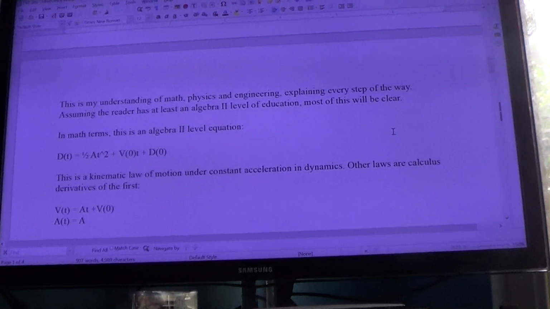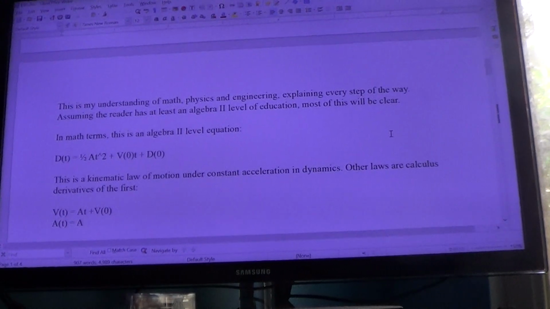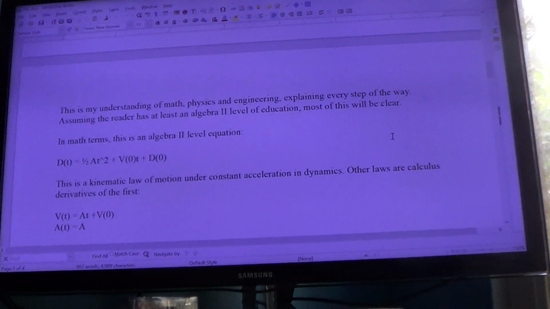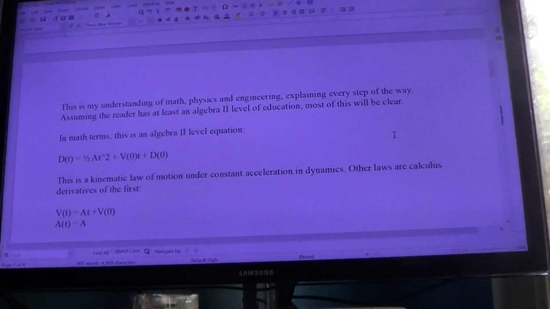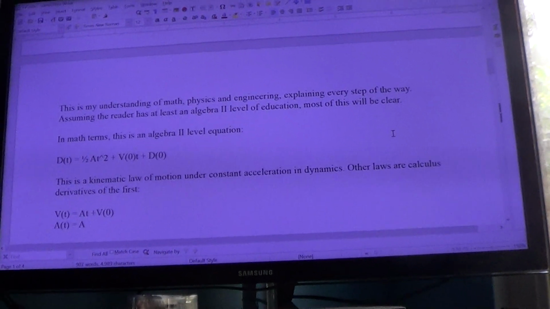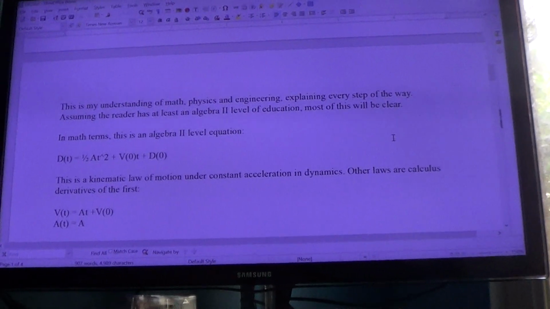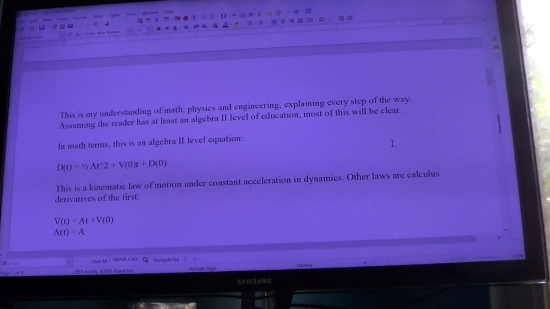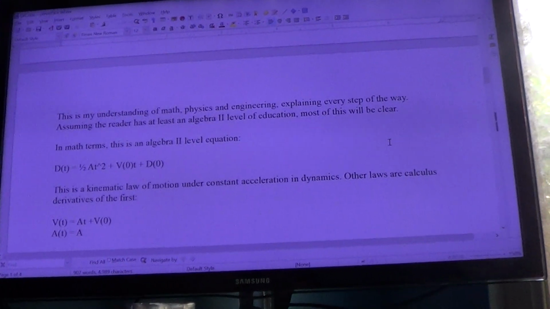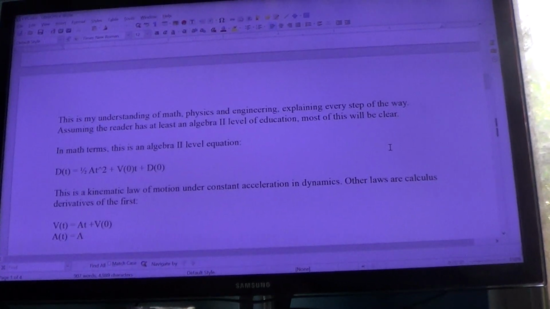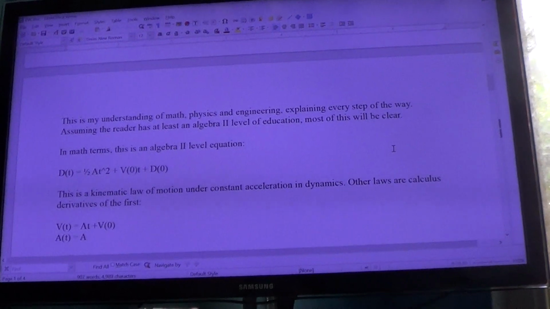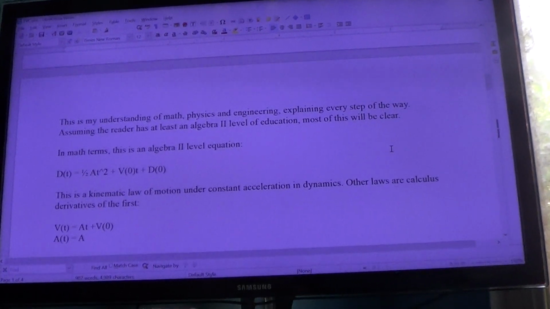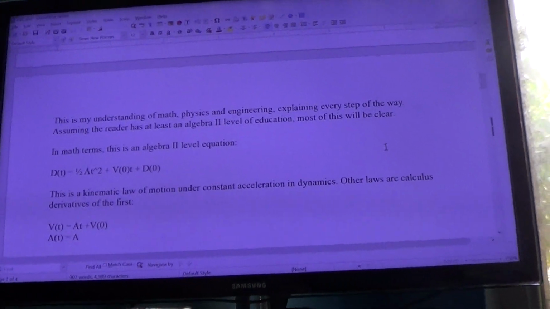In math terms, this is an Algebra 2 level equation. d(t) = 1/2 at² + v₀t + d₀. This is a kinematic law of motion under constant acceleration in dynamics. Other laws are calculus derivatives of the first. v(t) = at + v₀. a(t) just equals a, because it's constant.